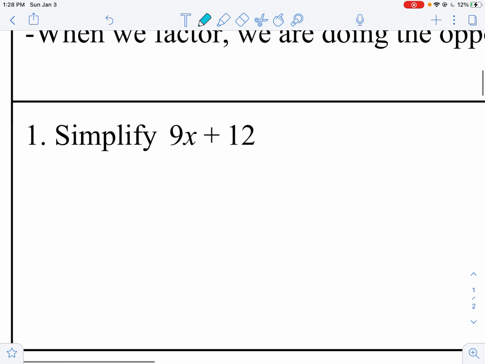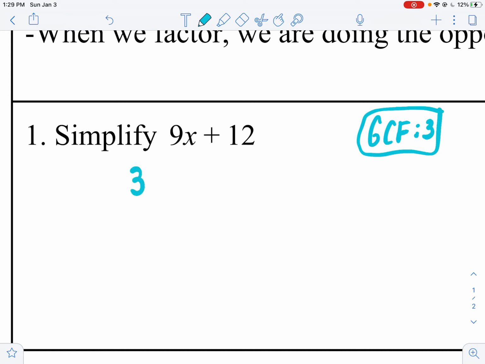So the first thing we're going to do is figure out what the GCF is. What's the greatest common factor between 9 and 12? Or what number goes into both 9 and 12? What's the biggest number that goes into 9 and 12? Well, I know that 3 does. So the greatest common factor is 3. So I'm just going to jot that down over here.